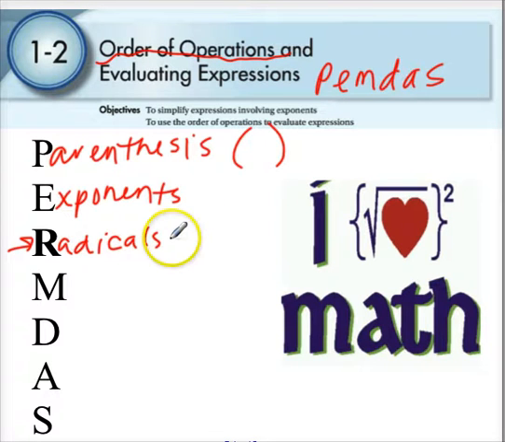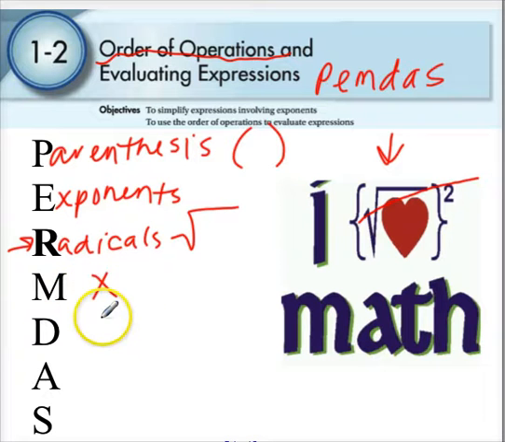A radical is like a square root sign, much like this image here. A little further with radicals, when you have a square root sign and an exponent, they actually cancel out. So this image right here is saying I love math. Pretty cool. So R is for radicals. We're going to add that one in this year. M is for multiplying, D is for division, A is for addition, and S is for subtraction. So we'll need to use these for this lesson.